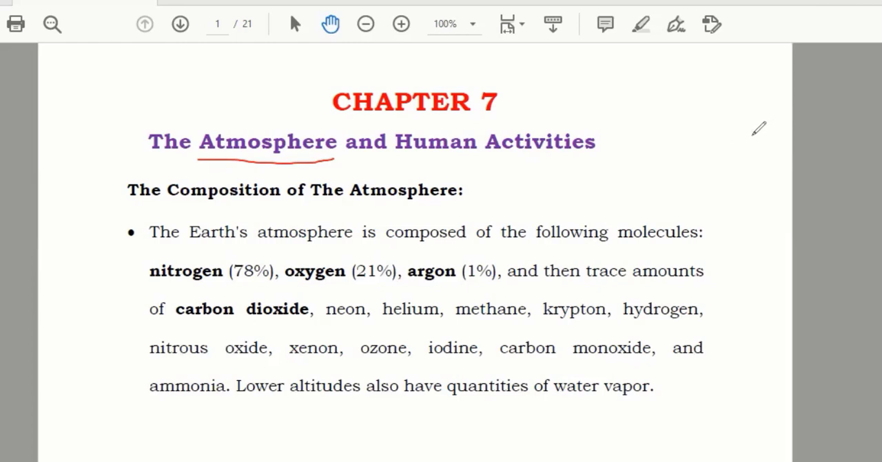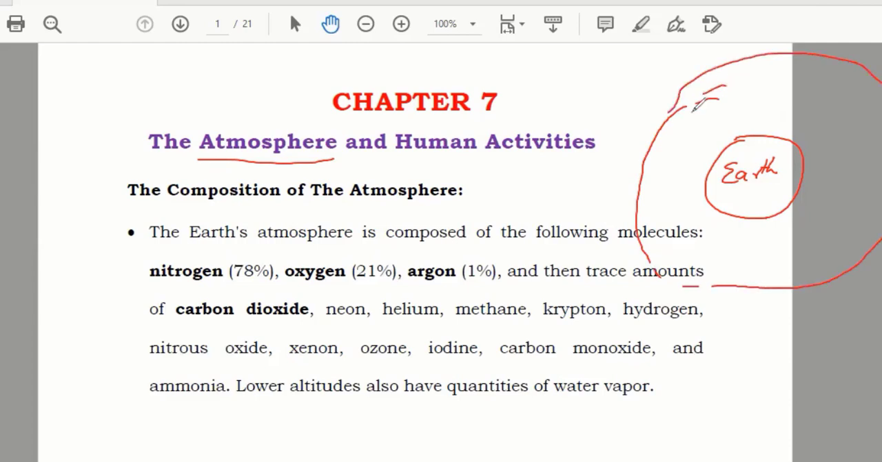Let's suppose this is our Earth. Around the Earth, we have air, the air which surrounds us from all sides. All this air which surrounds us from all sides is known as the atmosphere. And after the atmosphere, the space will start. In space, you know that there is no air, nothing.